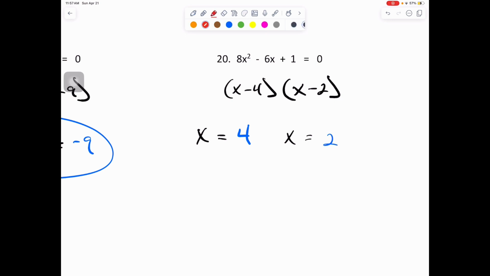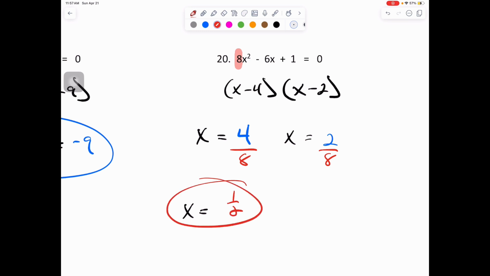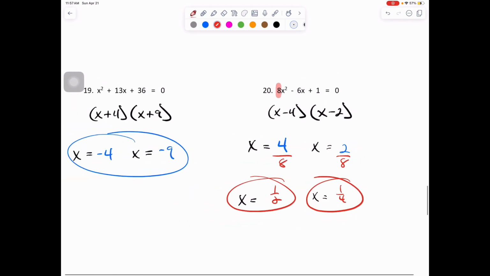Now, I'm going to highlight something here in red, okay? That's our a value. You see that 8? What we need to do with it, it's still in play. It's not 1, so we're just going to simply divide each by 8, giving us x equals a half and x equals 1/4. And you can take that shortcut if you're good with factors. If not, go through the quadratic formula, and that is your review.